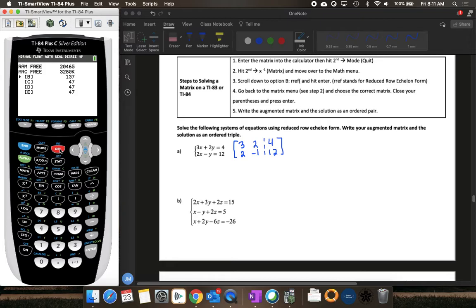So just to start with a fresh slate, I'm going to go ahead and delete all of my matrices, and so now I shouldn't see anything in that matrix menu when I go back to it.